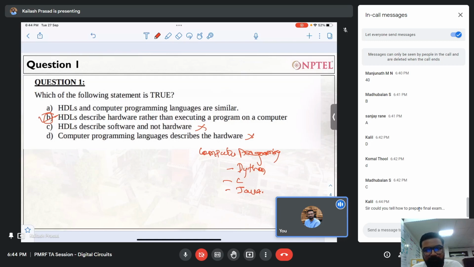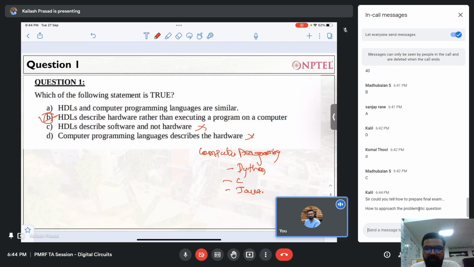And if you want more, you can try solving some of the GATE questions, right? That is just for practice purposes. But I think your assignments, the questions which I and the other TAs have been discussing, and the course material will help you to clear the exam easily.